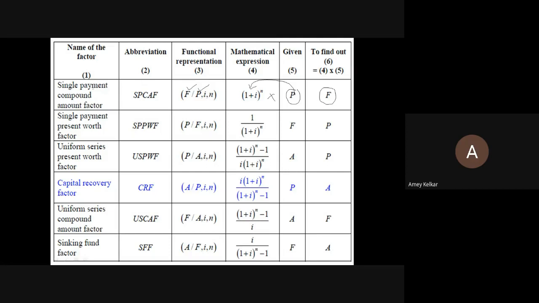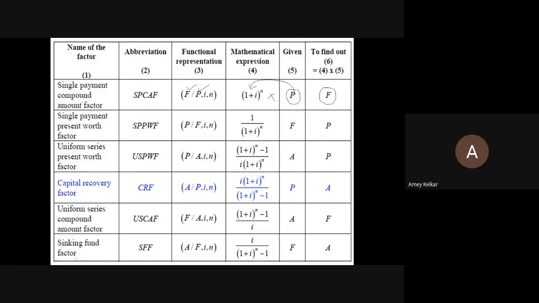Now, why the name single payment compound amount factor? The name is given as single payment because we have a present worth, which is a single amount. So this is single payment. When you are getting a single amount, either in present or future, it will be termed as single payment.